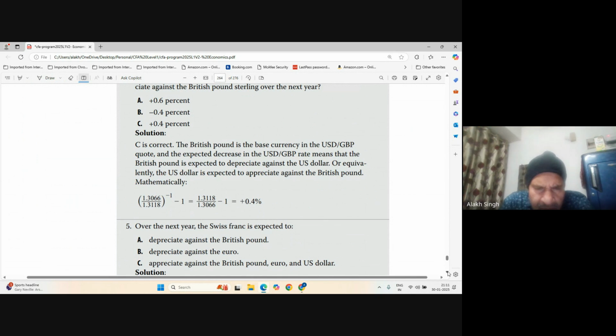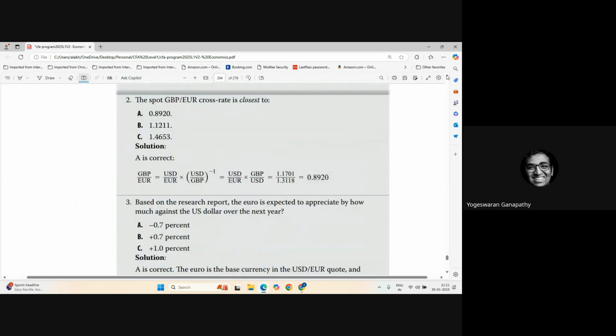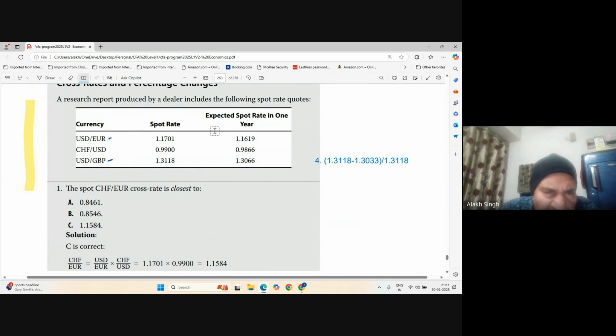Question number 5. Over next year, the Swiss franc is compared with what? Let's see. British pound, euro, and everything they're asking. Swiss franc against US dollar, US dollar will buy less Swiss franc, which means Swiss franc is appreciating against US dollar. And US dollar is appreciating against British pound. So definitely Swiss franc is appreciating against British pound. What about euro? Euro is appreciating. So Swiss franc is likely to appreciate against US dollar and British pound.